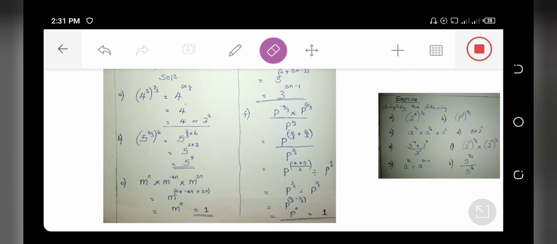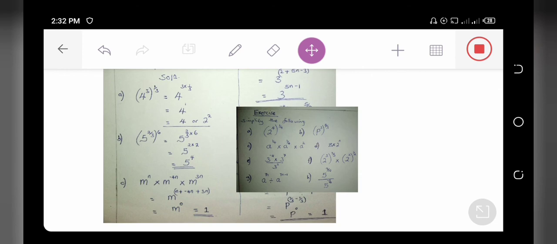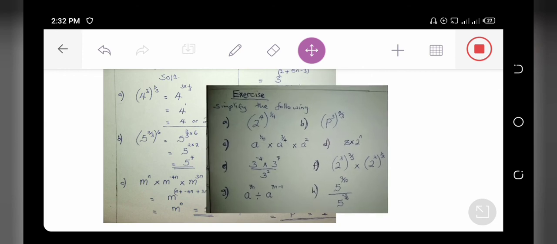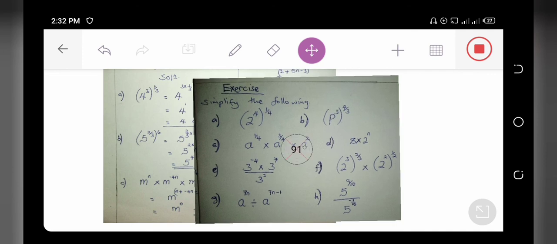And after that, we can look at these exercise questions. You can use the laws of indices, like we have worked out, to work them out: A, B, C, D, E, F, G, and H. So try to work them out and then you forward them.